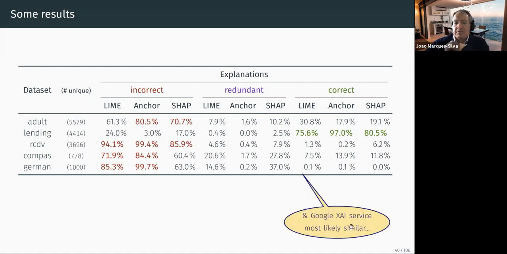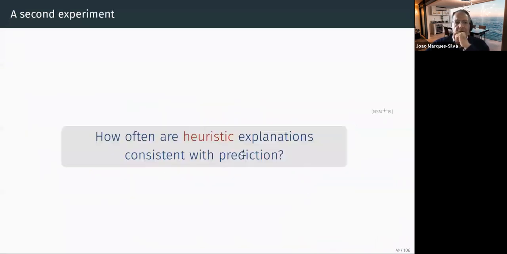By the way, there is a Google XAI service that, as far as I understand, is very similar to SHAP, at least in terms of its principles. So this is more or less what you would get in terms of the correctness of explanation when you compare it with PI explanations of a tool like SHAP. Okay, so that was the first experiment, and as I said, it's not really positive.